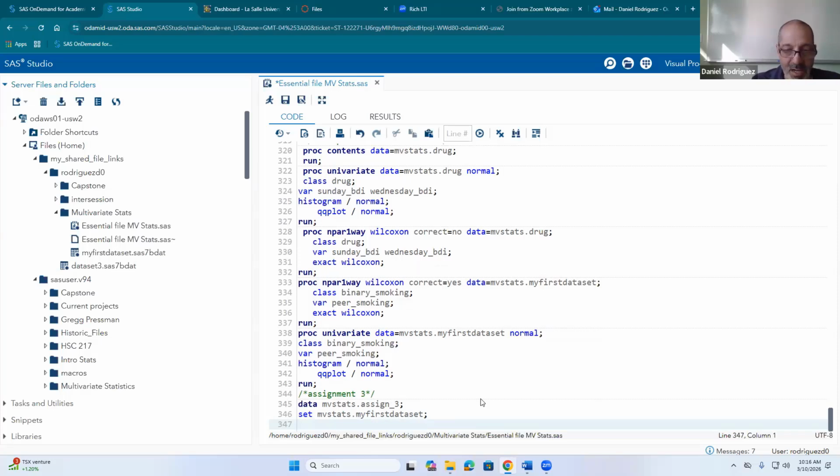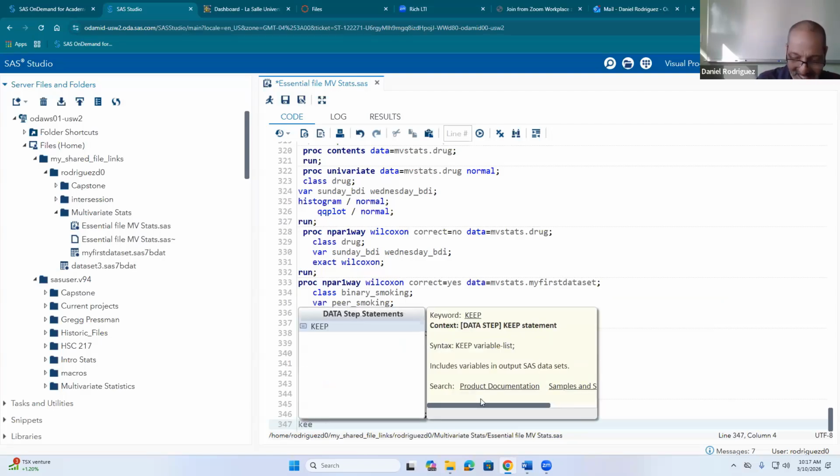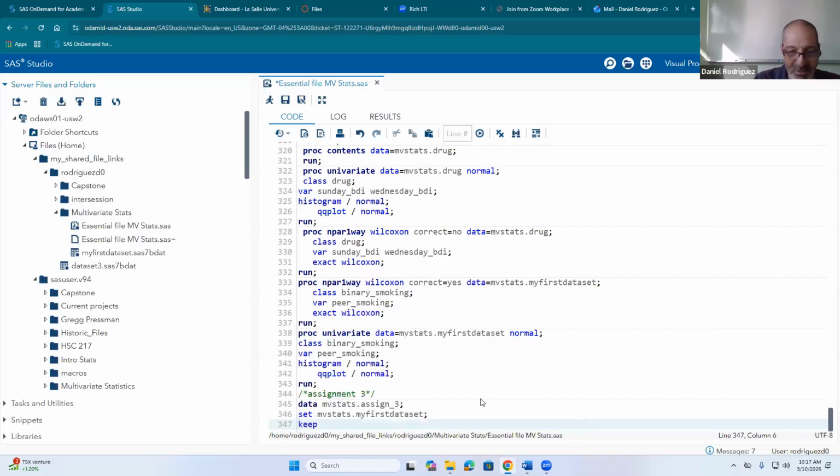Now you can do anything you want. One thing you could do, since we're only using two variables here, alcohol use and pure smoking, is just keep those two variables. So I might do a keep statement and just have those two variables in the data set. One is pure smoking, and the other is, what did we call alcohol?